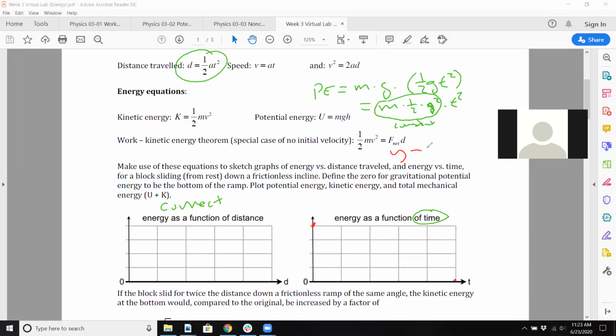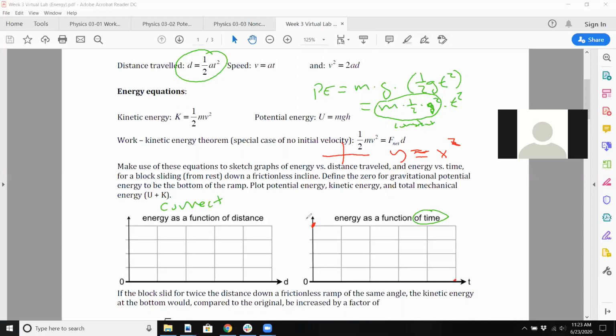Think about this right here. You have y equals x squared. What kind of shape is that? So you remember y equals x squared, right? What kind of shape does that have? Parabola? Good, exactly. It's the same thing here.